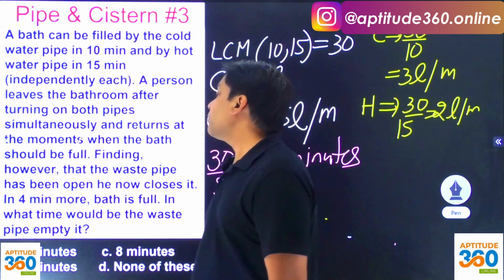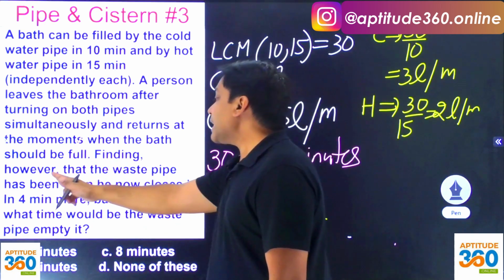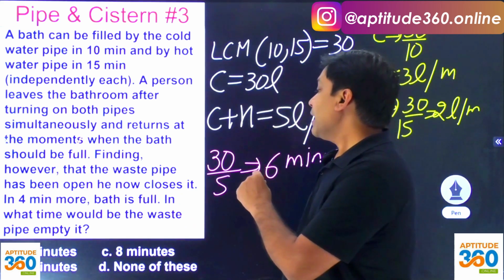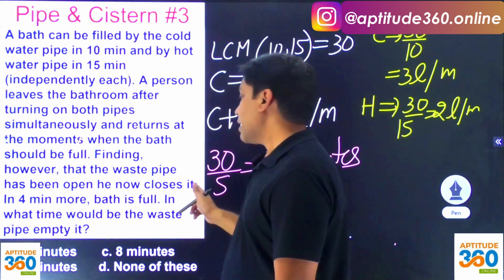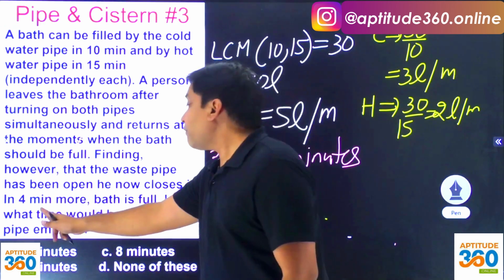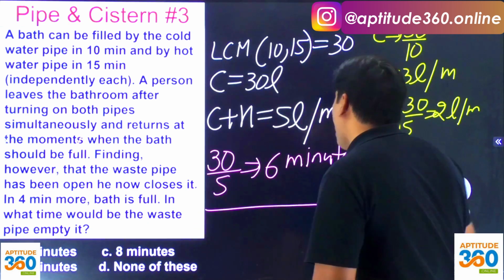ठीक है, प्रॉब्लम यही कह रहा है। Simultaneously returns at the moment when bath should be filled, finding however that the waste pipe has been opened and he now closes it. वेस्ट पाइप था तो उसमें से कुछ ना कुछ तो पानी निकला होगा. In 4 more minutes the bath is full. अब 4 मिनट उसको और लगता है.